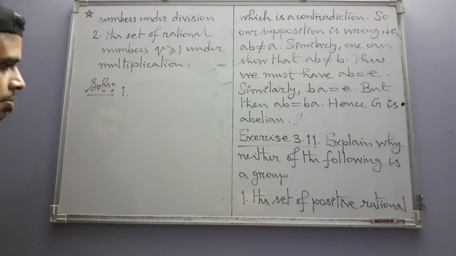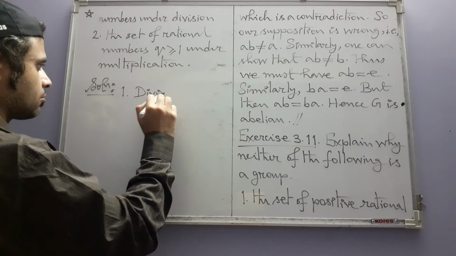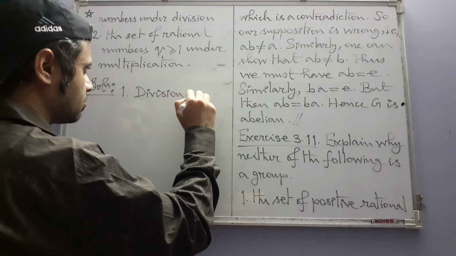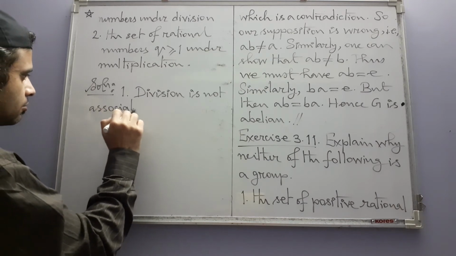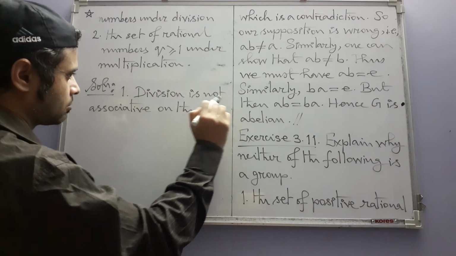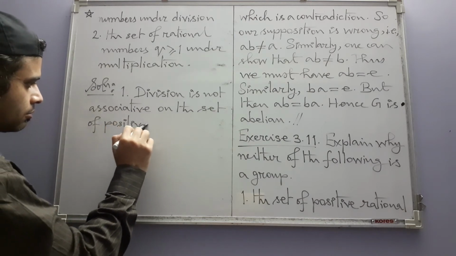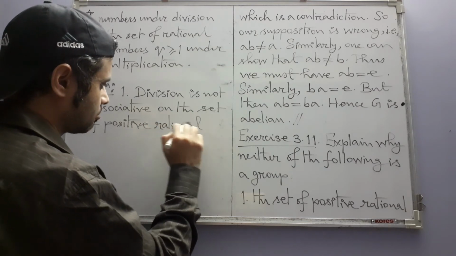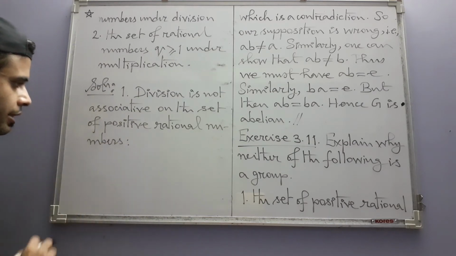Solution. The operation of division is not associative on the set of positive rational numbers. And this is the reason.